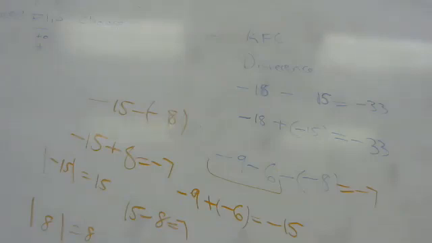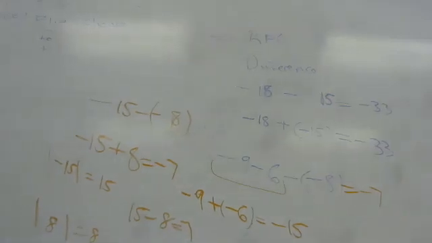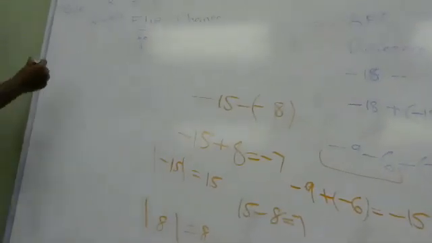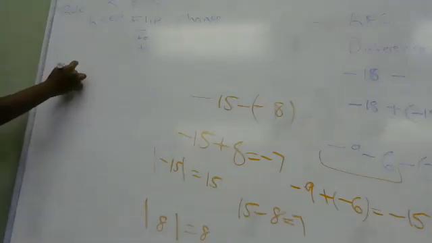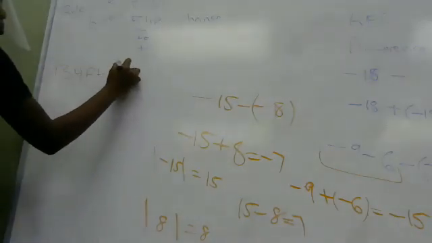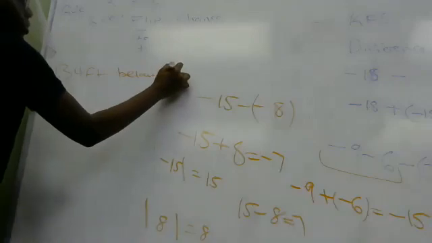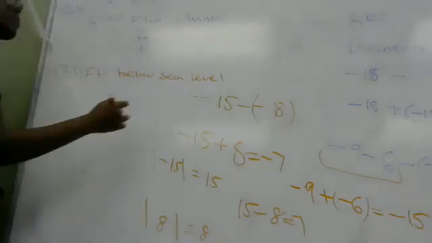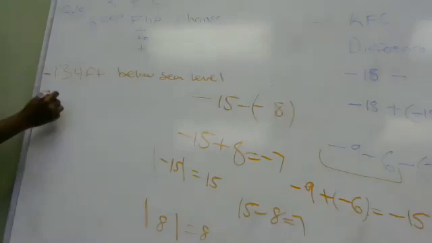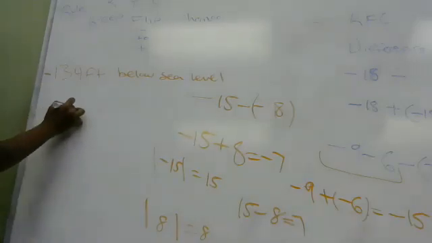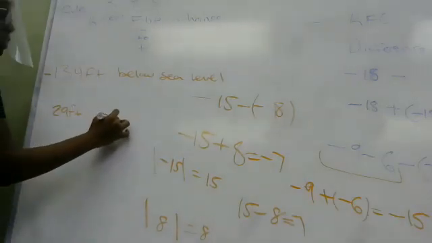Let's put it into context. What is the change in elevation from 134 feet below sea level, that's negative, to 29 feet above sea level, that's positive? So we have 134 feet below sea level, that's negative, then we have 29 feet above sea level.